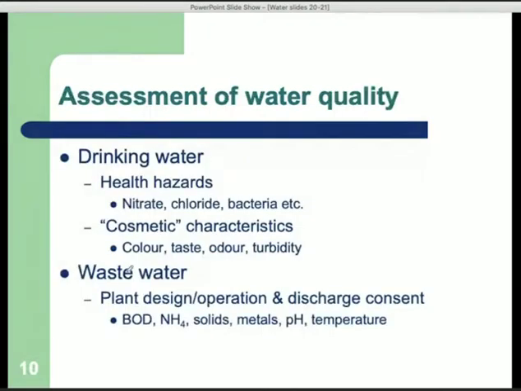Anyway, away from the German words, back to water quality. So, very brief introduction. There is, like I said, the issue of water quality for drinking water and for wastewater. For drinking water, we are more concerned maybe with the health hazards or with risks to human health or animal health or whatever it may be. And it's things like maybe nitrite in the water or chloride, bacteria. I'll say a little bit more about that in a short while. But it's also about cosmetic characteristics. So that could be color, taste, odor, turbidity. And that, to me, is quite important.